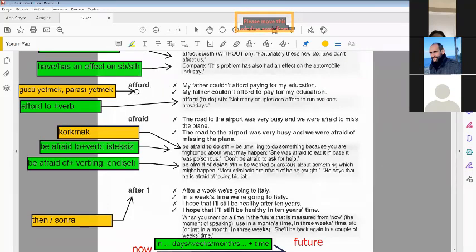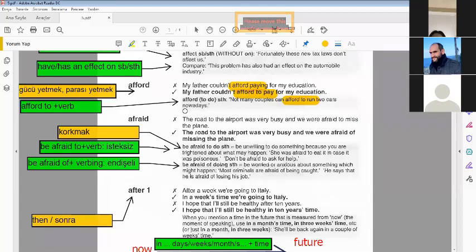Okay. So what is the meaning of afford? As you see, I wrote here in Turkish, gücü yetmek or parası yetmek. How to use afford? Afford to plus verb. We have to write it in this form. Afford paying? No. Afford to pay is true. Like this. Not many couples can afford to run two cars nowadays.